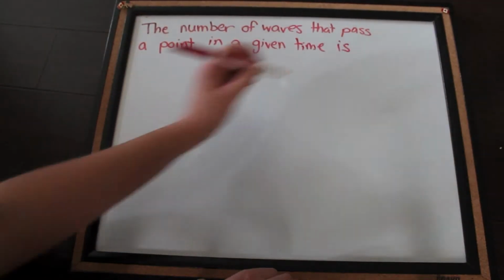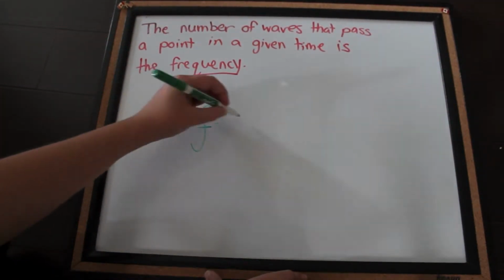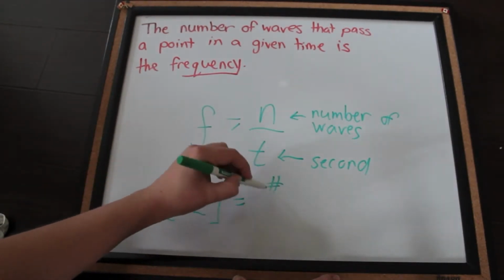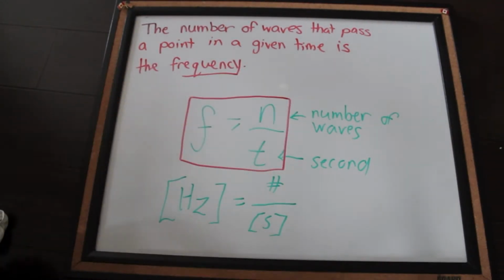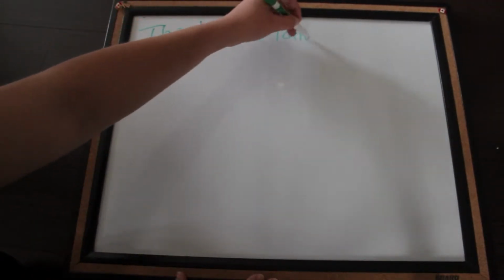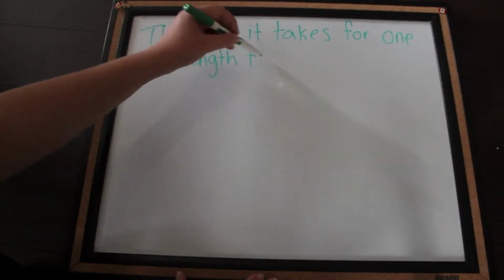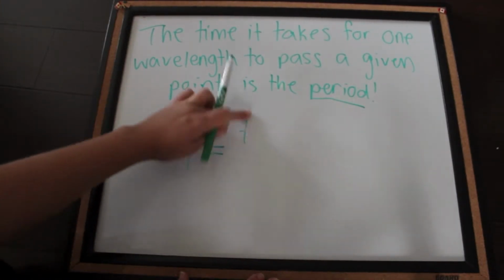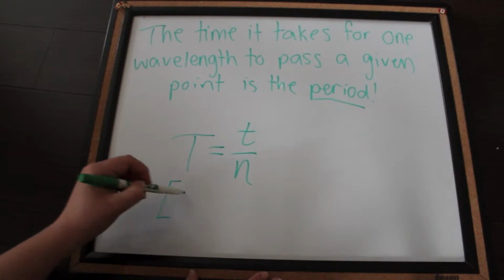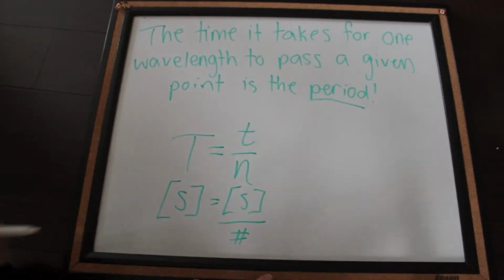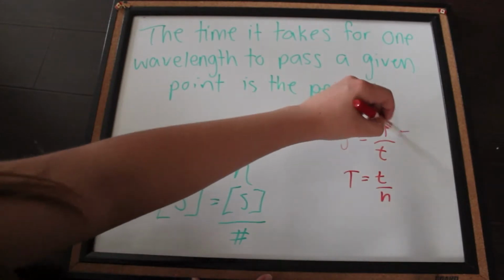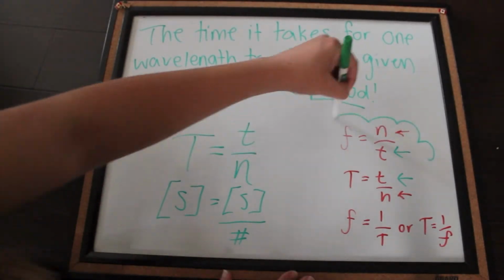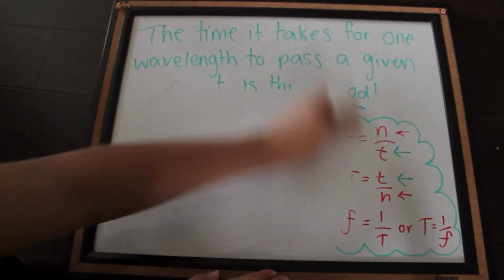Now, the number of waves that pass a point in a given time is called the frequency. The frequency can be shown with the equation f equals n over t. The unit for frequency is hertz, which is really something per second. The time it takes for one wavelength to pass a certain point is called the period. This can be shown easily in an equation: T equals t over n, big T meaning period. This is just in seconds because it's seconds over a number. You can notice that this is the inverse of the frequency equation, so we can also write frequency as 1 over T, or period as 1 over frequency.